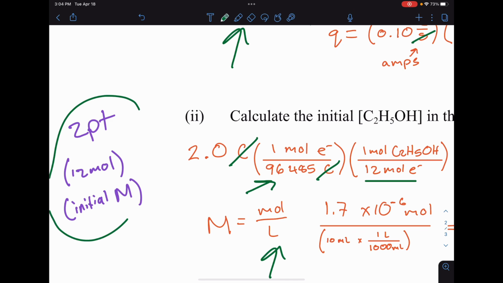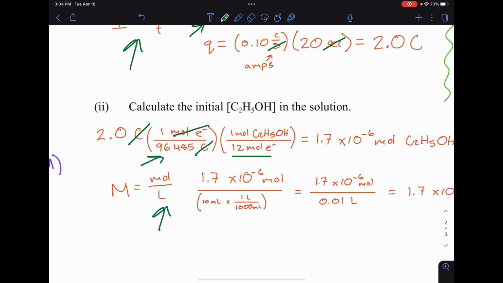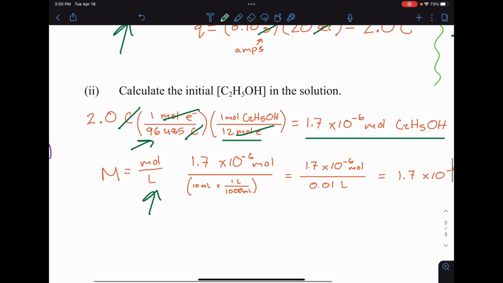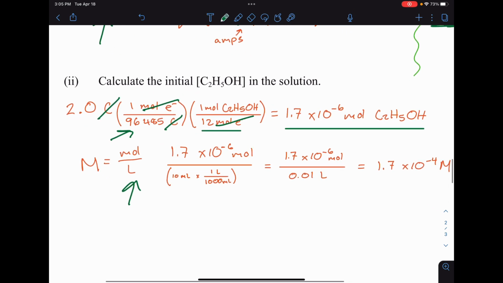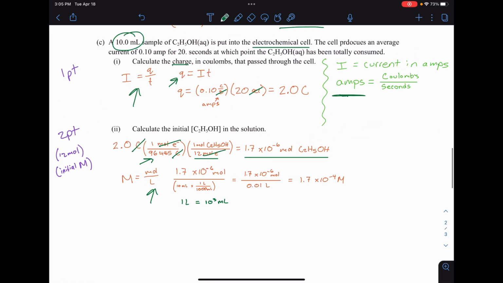So the grade rubric said this was worth 2 points. One of the points was for using 12 moles of electrons, and the other one was for just getting the correct answer. So let's look at this. When you find the moles, see our moles of electrons cancel. When you find the moles of ethanol, that comes out to this, which is rounded to correct sig figs, though you don't necessarily have to round right away. Then you just plug it into your molarity equation, moles over liters. You've got your 10 milliliters. Remember, this is something you need to have memorized as well, that 1 liter is equal to 1,000 milliliters. Milli, the lowercase m here, means 1,000th. And then once you divide, you get 1.7 times 10 to the negative 4 molarity.